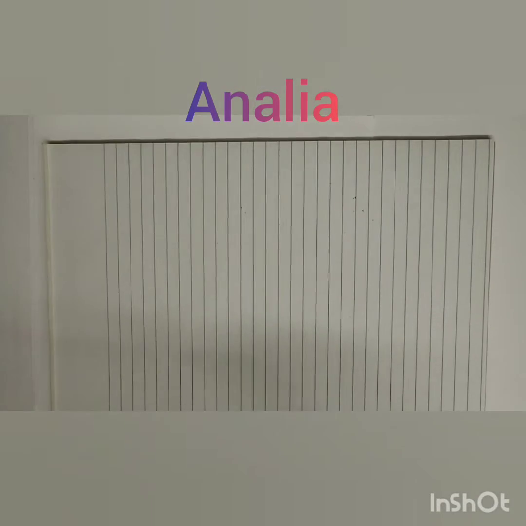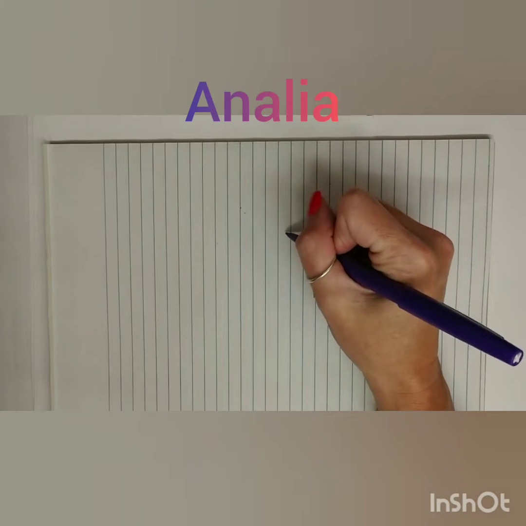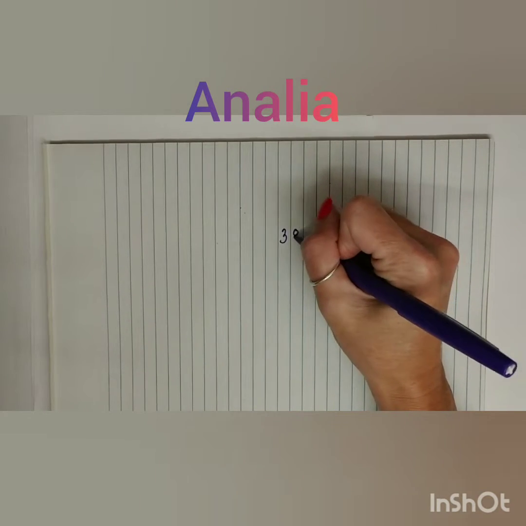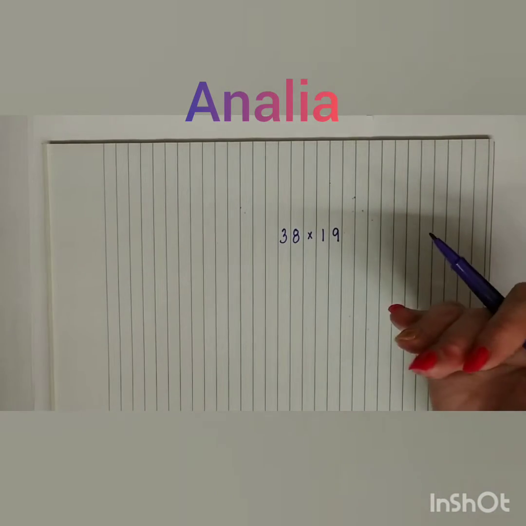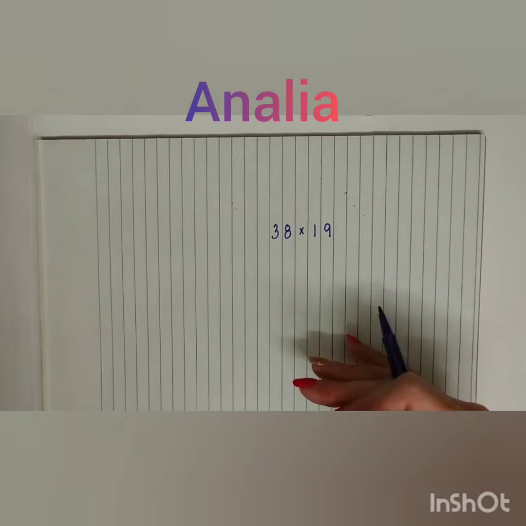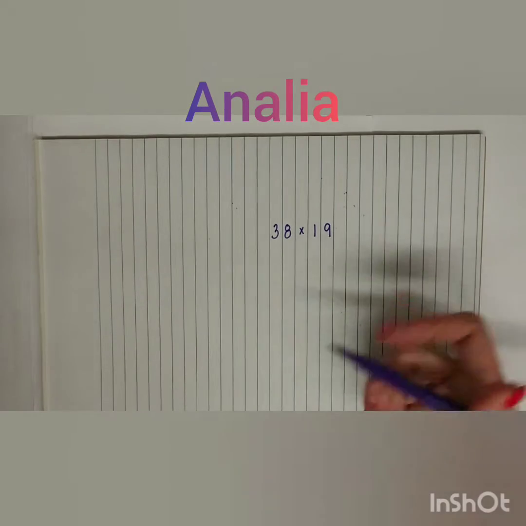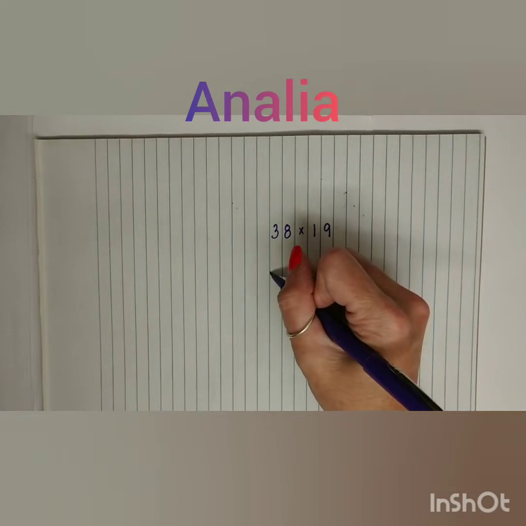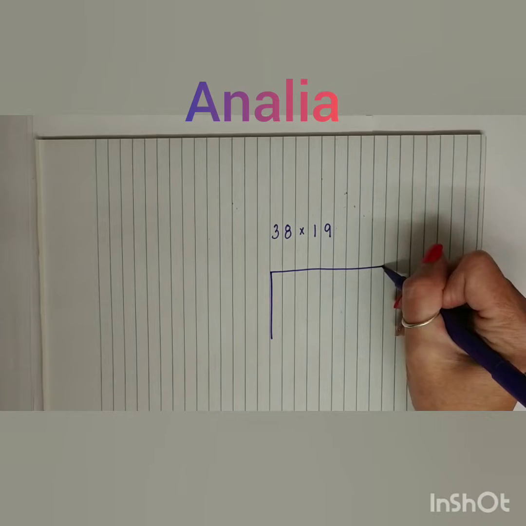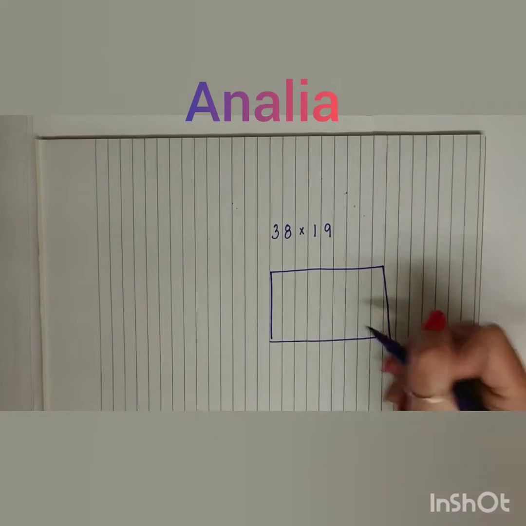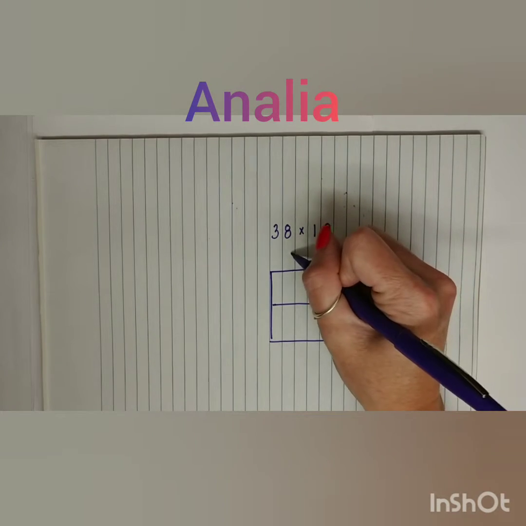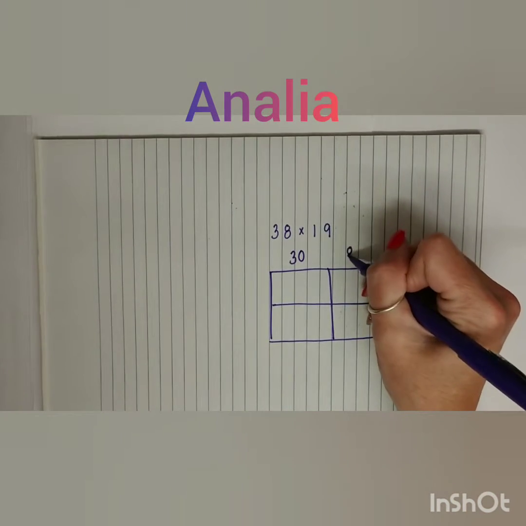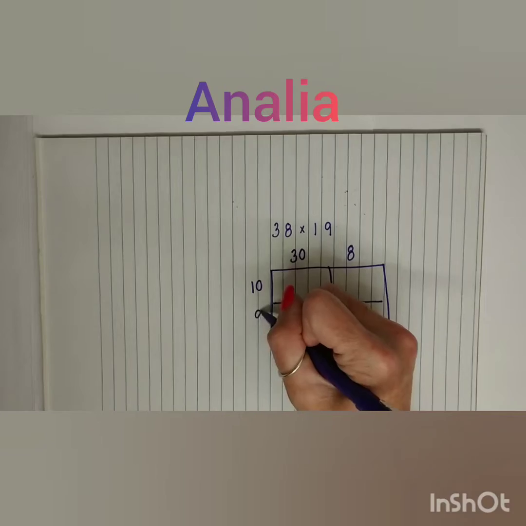All right, so it says that we need to be able to solve 2-digit by 2-digit multiplication. So let's say we have 38 times 19. We need to be able to solve this, and we don't use the standard algorithm in 4th grade, so we need to use one of our strategies, the strategy of partial products or area model. So I'm going to break apart both of my numbers into place value. So the first number becomes 30 and 8, and this is 10 and 9.